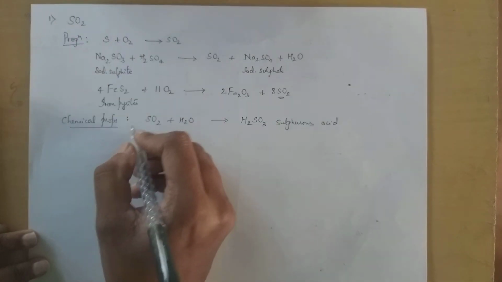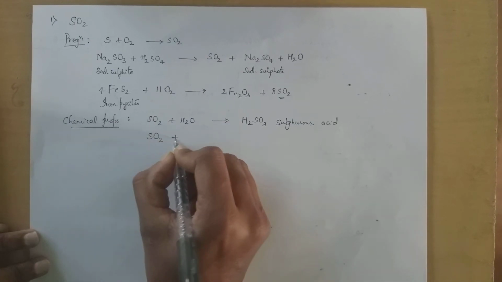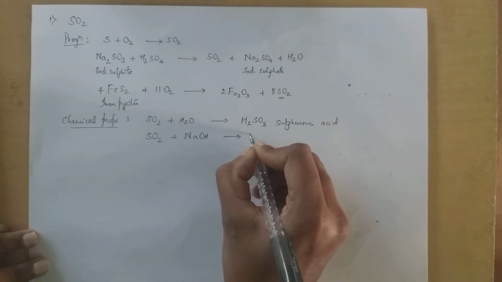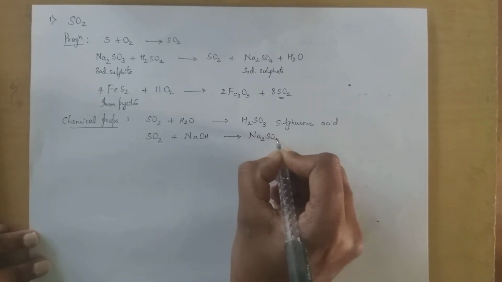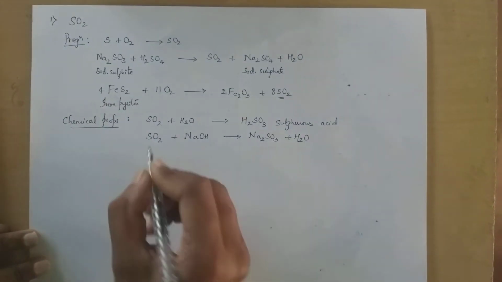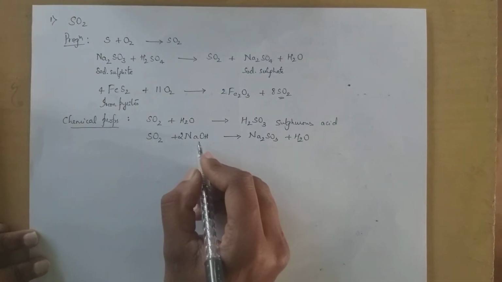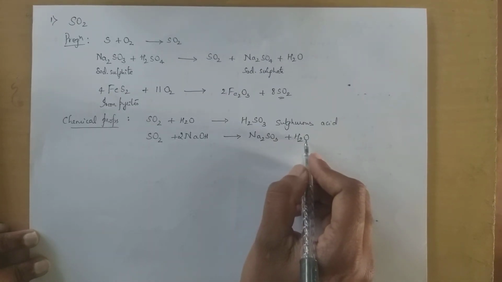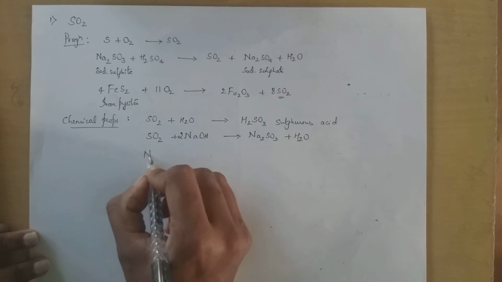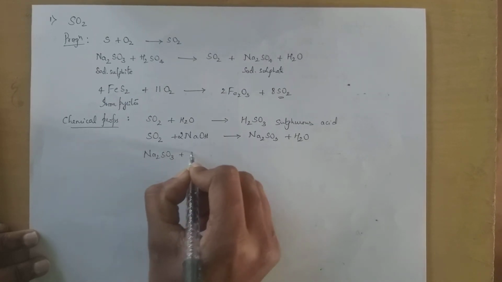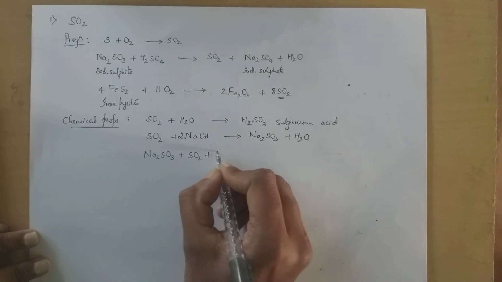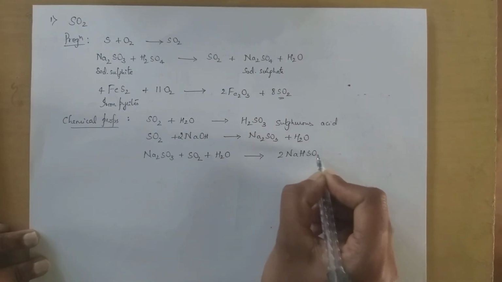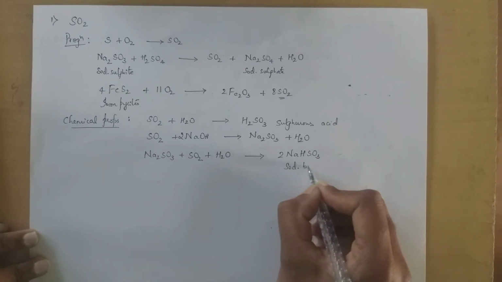Similarly, sulfur dioxide combines with a base, that is NaOH, alkali, it will form Na2SO3 plus H2O. Okay, so sulfur dioxide combines with alkali, that is sodium hydroxide, it will form sodium sulphite and water. Again, that sodium sulphite reacts with further sulfur dioxide in presence of water, we are going to get sodium bisulfite. Okay na? Sodium bisulfite.